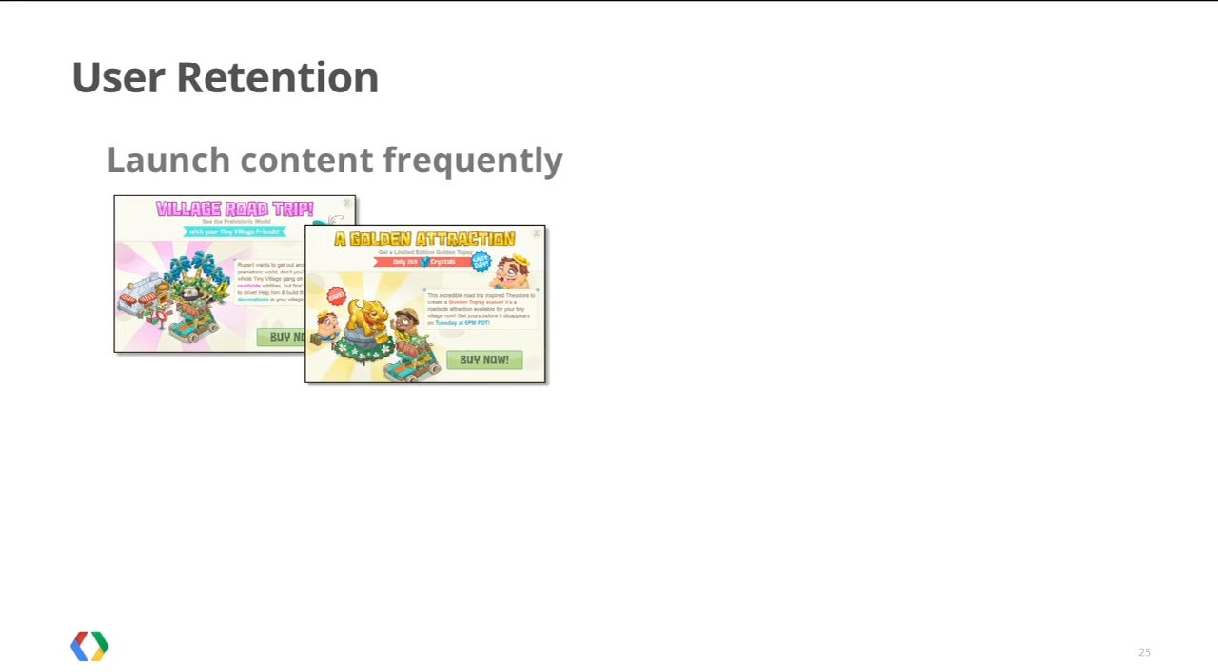So about user retention, some of the things that are really important is launching content frequently. In this particular type of game, it's to be able to attract the users so that they're attracted to come back and see what's new. As you can see here, there are things like, hey, you've been playing the game for a while, how about building a village road trip? And then after a while, once you start building your village road trip, how about building a statue? So that your tourists are actually going to come and see this golden statue. So very many interesting things that you can launch frequently to kind of track where the user is and attract them to come back.